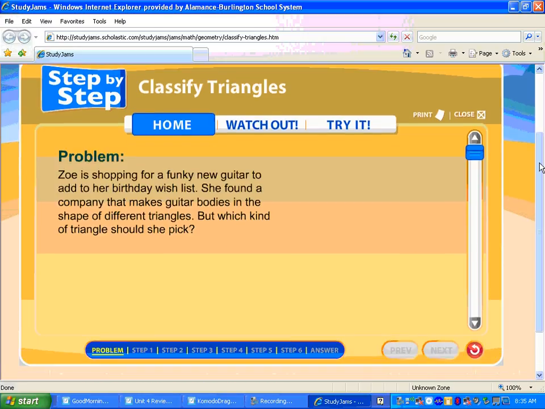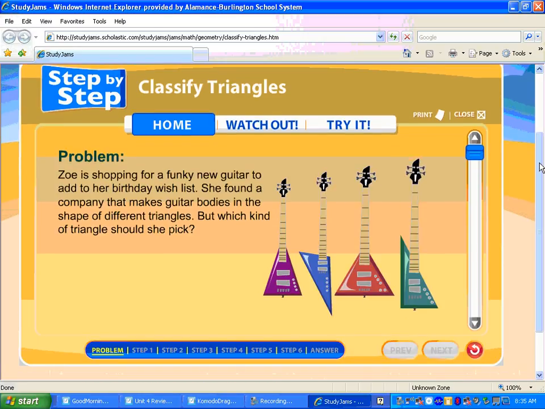Alright, let's watch. Zoe is shopping for a funky new guitar to add to her birthday wish list. She found a company that makes guitar bodies in the shape of different triangles. But which kind of triangle should she pick? It might help if we classified each triangle for her. Let's take it step by step.